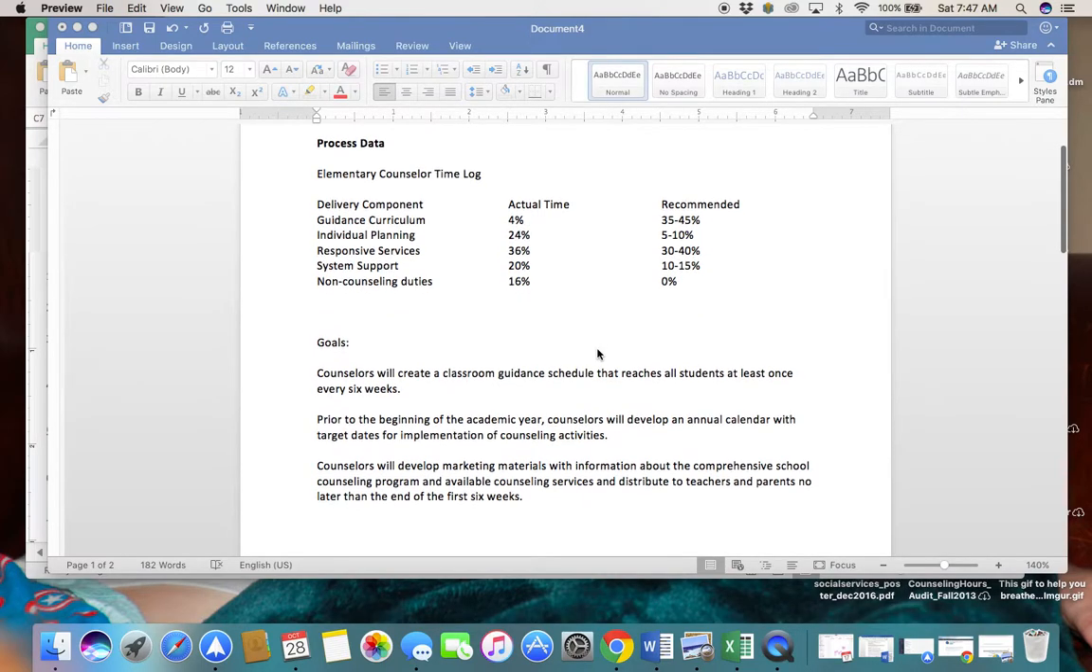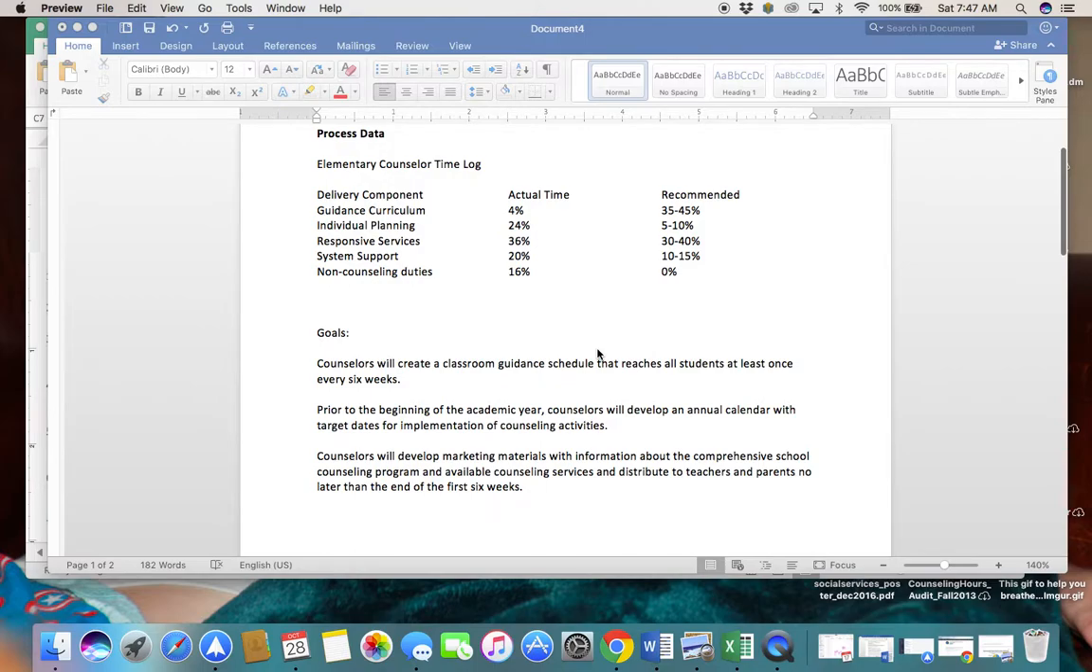In looking at this, I wrote 3 goals based upon it. Our biggest issue is classroom guidance. So, counselors will create a classroom guidance schedule that reaches all students at least once every 6 weeks. So we've got very specific goals. They're measurable: can we see a classroom guidance schedule? We should be able to. They're achievable, they're reasonable, and they're time limited.